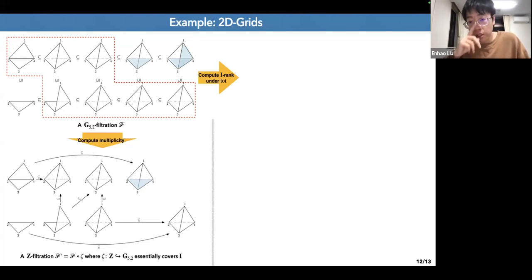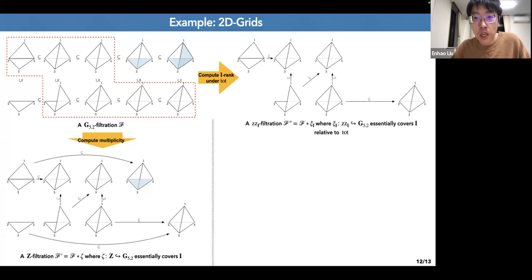And of course, you can do a similar thing for computing the I rank. But in this case, as I explained, everything is restricted over I itself, so no other information outside of I. So you can easily take this zigzag path, which we call ZZI. You can also show that this ZZI essentially covers I relative to the total comprehensive systems.